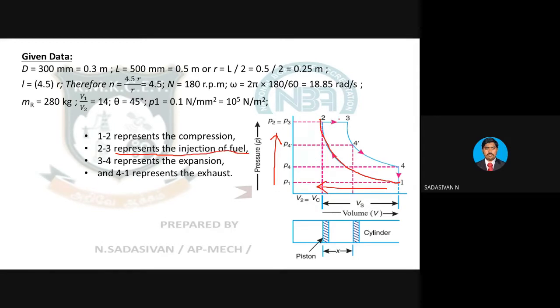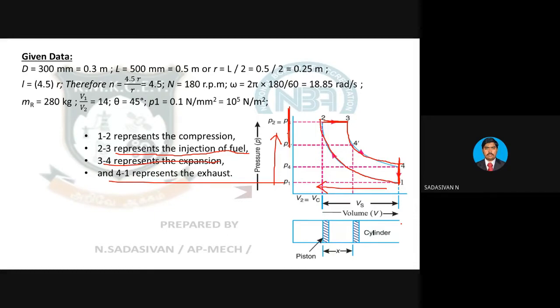There is no change in pressure, no change in the y-axis. 2 to 3 is a horizontal line. Therefore, pressure remains constant during fuel injection. 3 to 4 represents expansion. Volume increases, pressure decreases. That is expansion. Finally, 4 to 1 represents exhaust. There is no change in volume. This is an ideal form of cycle. Exhaust happens at a single volume, and pressure alone drops. Does it really happen like this? I don't think so, but it is an ideal representation of a thermodynamic cycle.